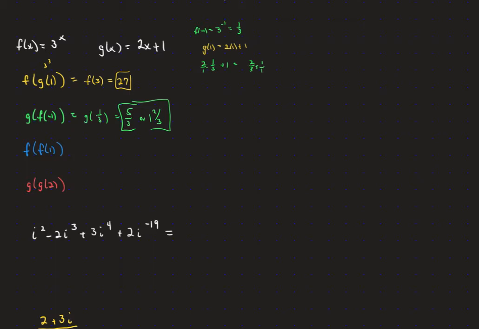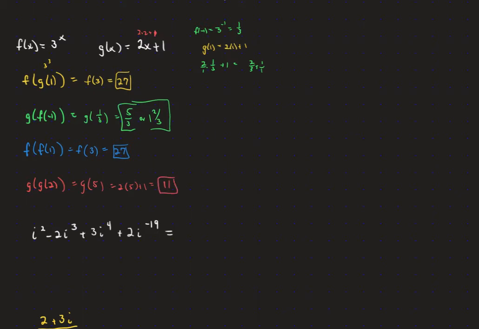Okay, so f of 1, so we're going to first plug 1 into f. That's going to be 3 to the first is 3, and then we're going to get 3 to the third, which is 27. G of 2, so we plug 2 in. 2 times 2 plus 1 is 5, and then plugging in 5, we're going to get 2 times 5 plus 1 is going to be 11.